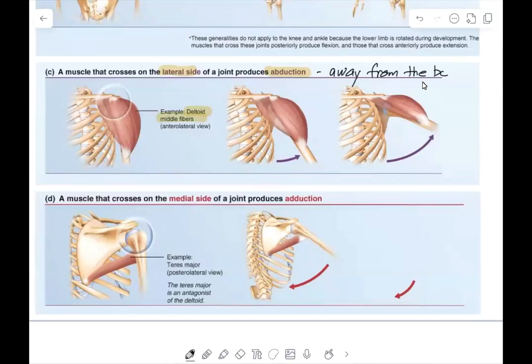Whereas the opposite of this would be adduction, and this moves the limbs towards the body. And the muscles for this are on the medial side of the upper limb or the lower limb. On the medial side, they produce adduction. And we have an example of the teres minor here. And the teres minor would be the antagonist to the deltoid muscle.